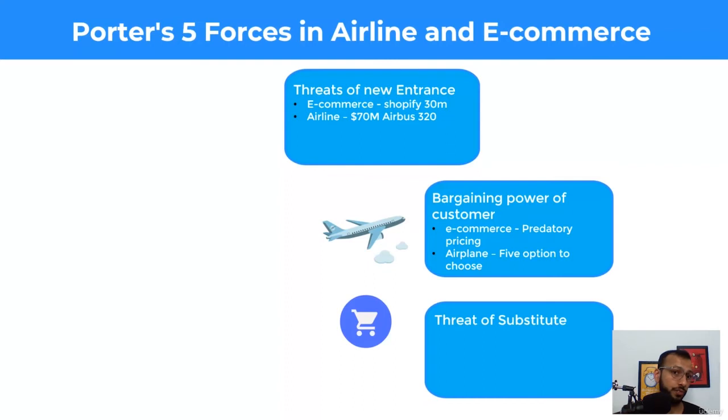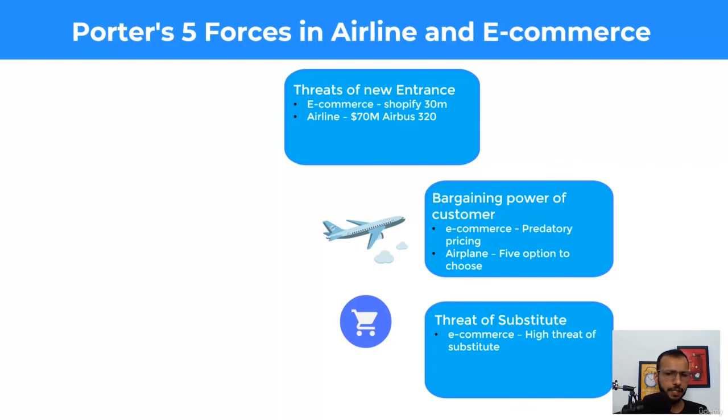Then you have threat of substitute. Now, obviously, there are always two kinds of threat. You always have a direct substitute and an indirect substitute. So let's say you're launching an expensive coffee brand, and instead of purchasing your coffee, people go for tea. Now that's an indirect competition or substitute.